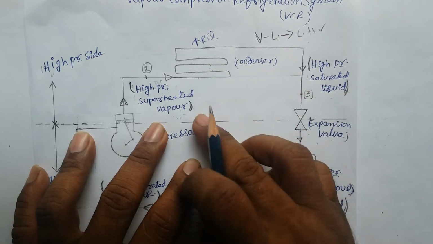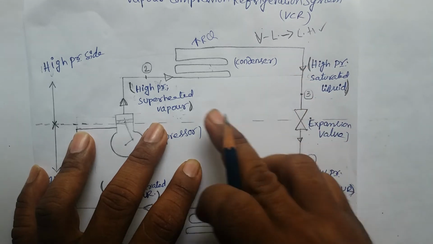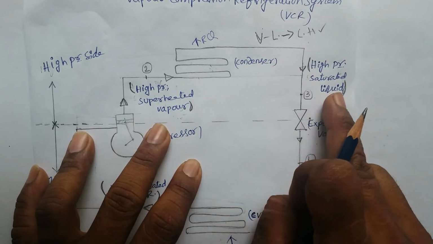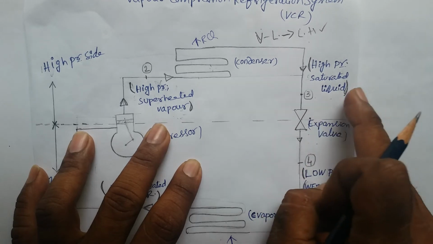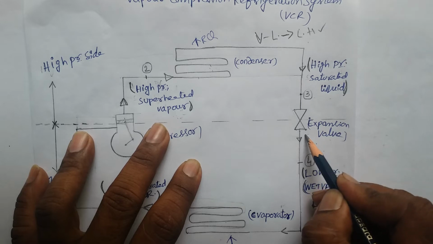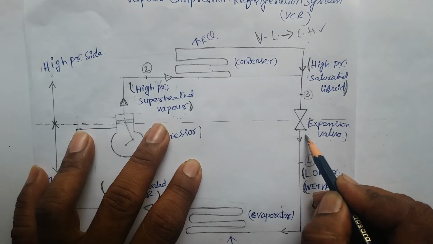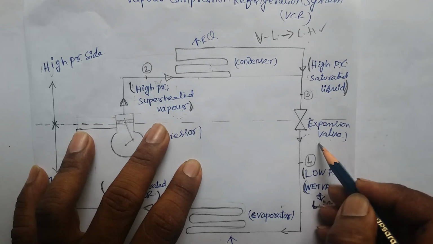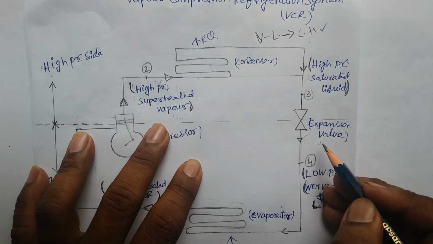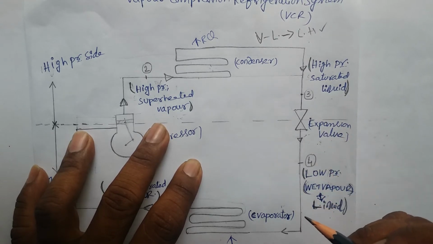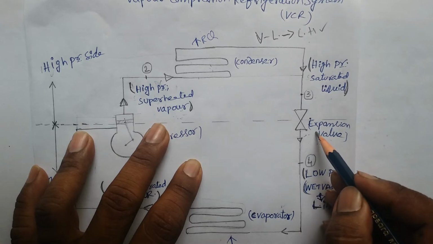Okay. Next, the high pressure superheated vapor becomes high pressure saturated liquid. This high pressure liquid enters the expansion valve. The main function of the expansion valve is to reduce the pressure, to drop the pressure. Due to the pressure drop, the temperature also drops. It is an irreversible process. It's very important.